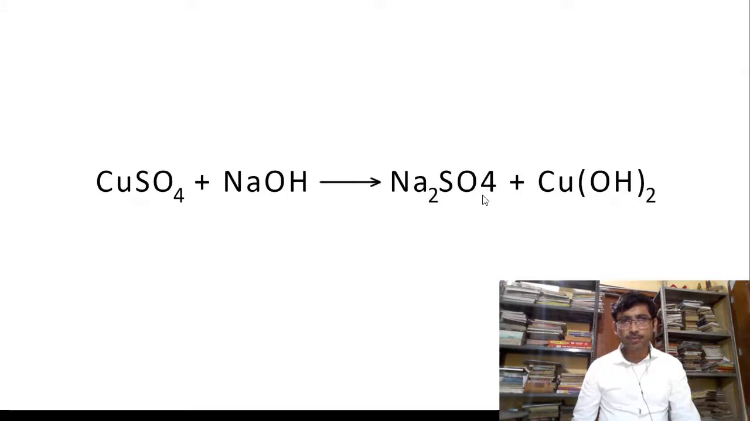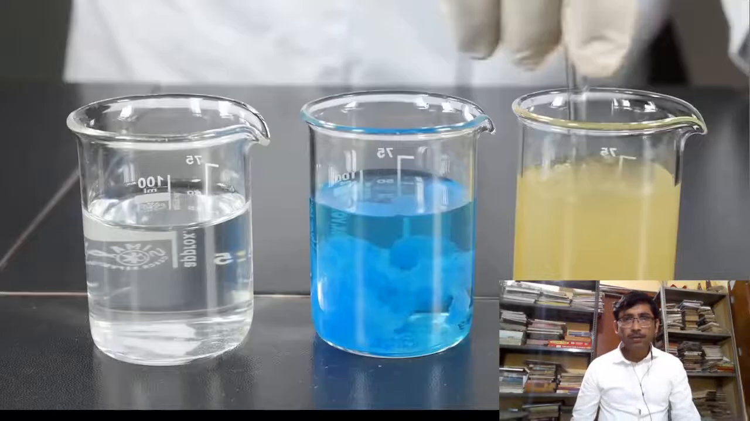So this 4 should be small. So this is the reaction. Copper sulfate plus sodium hydroxide is giving sodium sulfate and copper hydroxide. Now this sodium sulfate is soluble, but copper hydroxide is insoluble and it is blue in color. So that is why we see that blue precipitate.